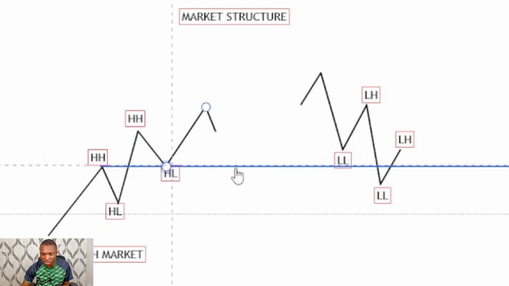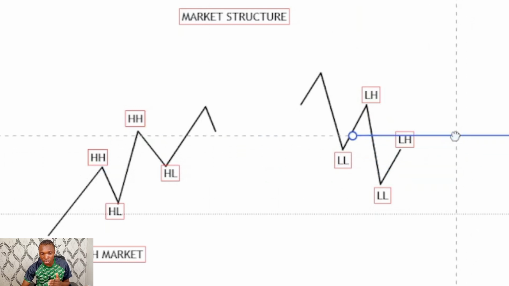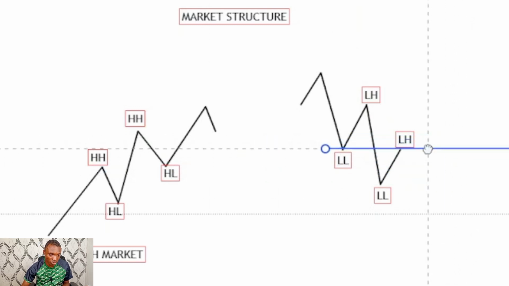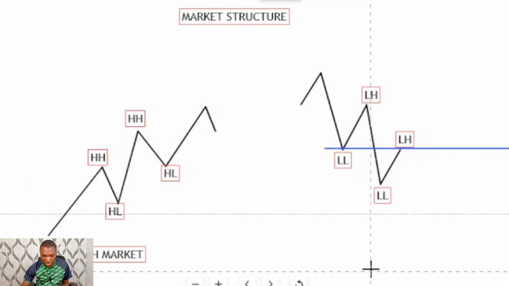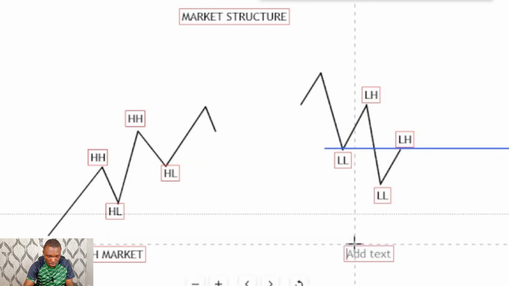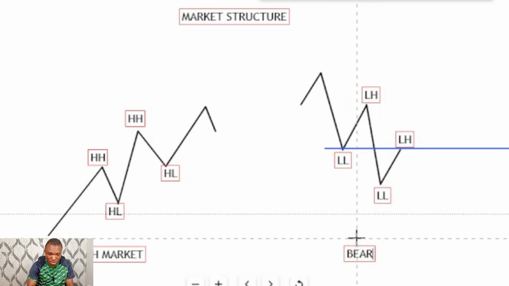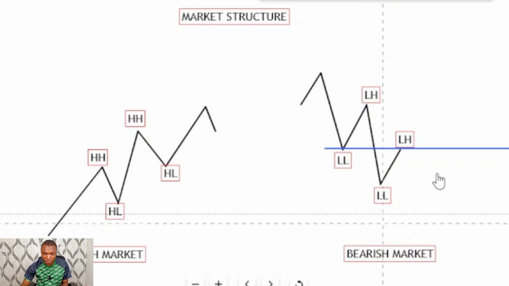Now the same thing applies to a bearish structure. So this is a bearish structure. Let me just label that. This is a bearish market.